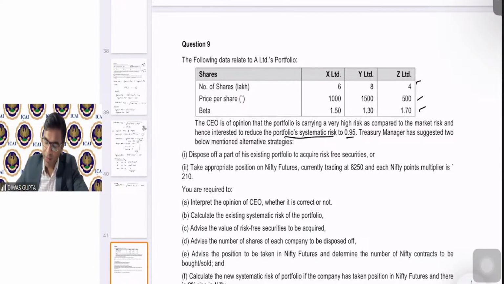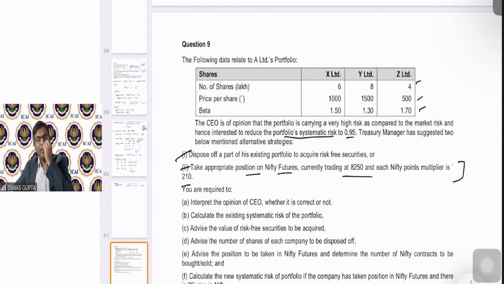Treasury manager has suggested two mentioned alternatives as below. Okay. One is dispose of a part of his existing portfolio to acquire risk-free securities. That will help you in reducing your risk because you are disposing of risky securities and acquiring risk-free securities, right? Take appropriate position on Nifty futures currently trading at 8250, and each Nifty points multiplier is 210. So students, we will cover actually this specific part while we will be doing our derivatives part, right? But this is not that difficult to understand in the context of this question. We will try to see it along with the solution as and when we are doing.